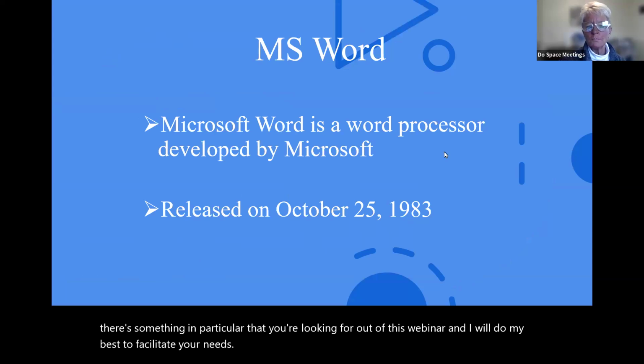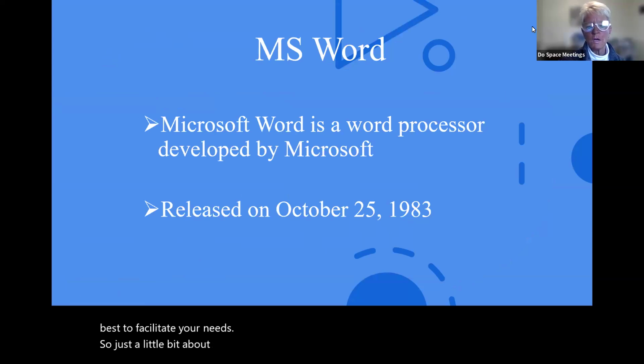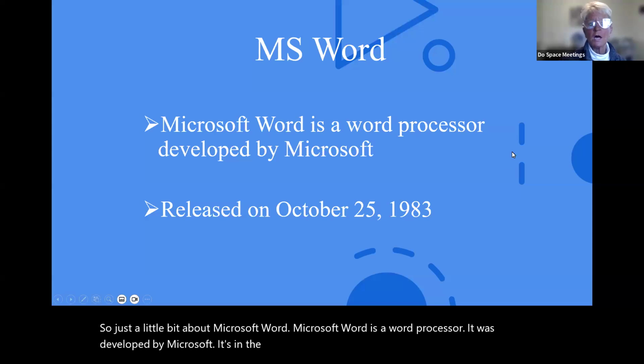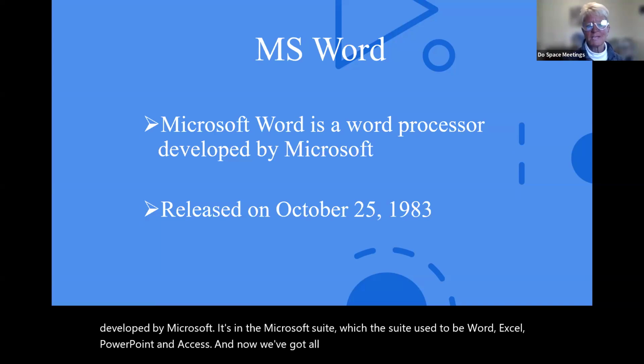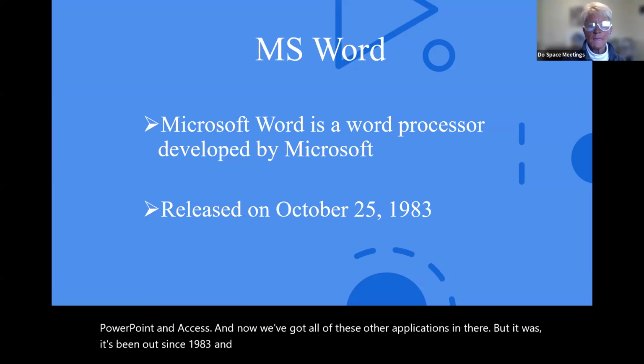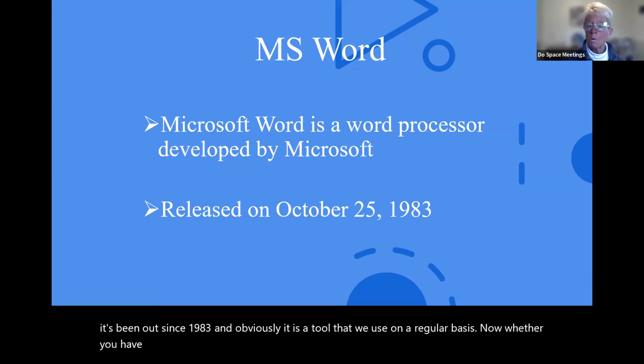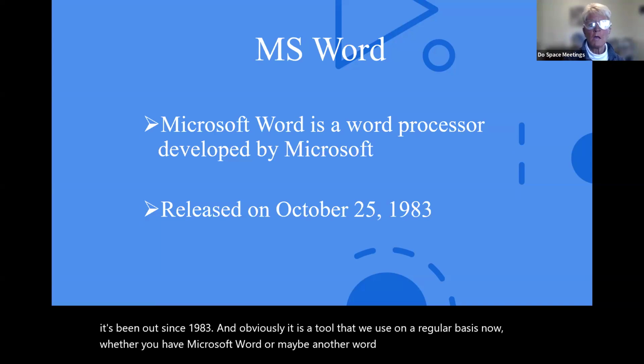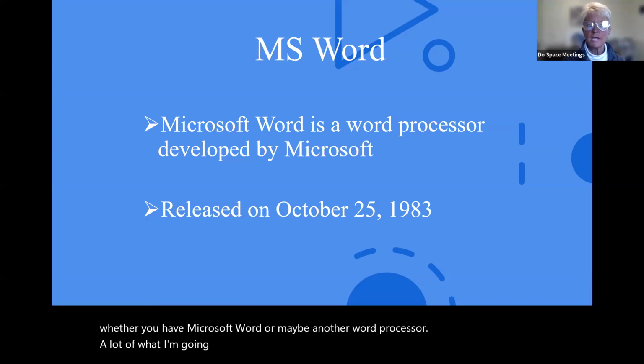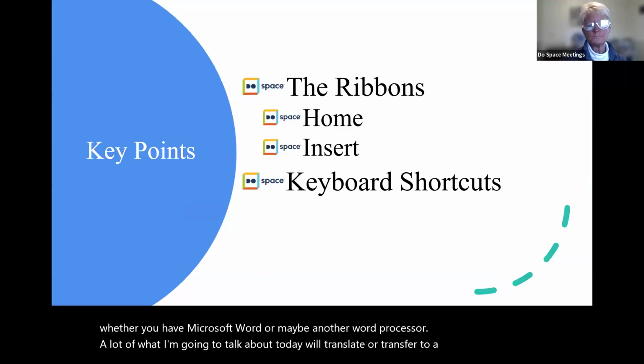So just a little bit about Microsoft Word. Microsoft Word is a word processor. It was developed by Microsoft. It's in the Microsoft Suite, which the suite used to be Word, Excel, PowerPoint, and Access. And now we've got all of these other applications in there. But it's been out since 1983, and obviously it is a tool that we use on a regular basis. Now, whether you have Microsoft Word or maybe another word processor, a lot of what I'm going to talk about today will transfer to any word processor.